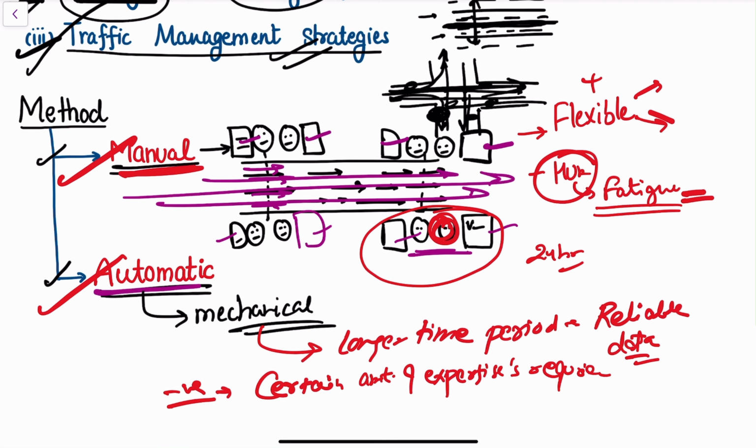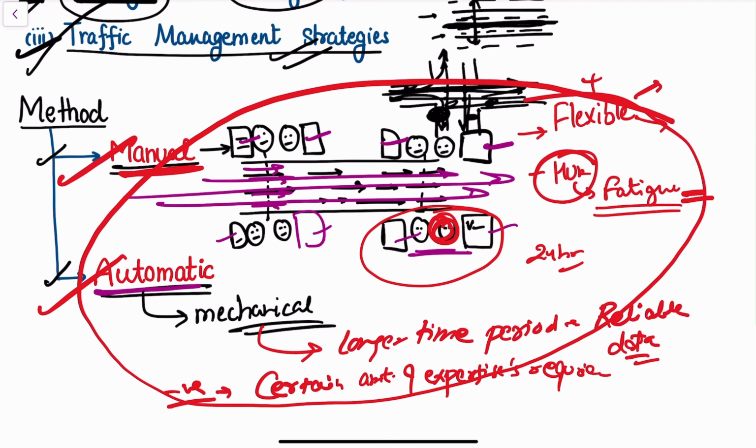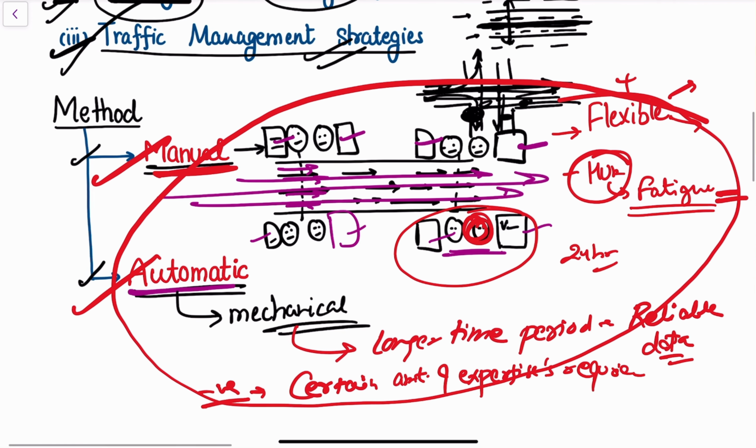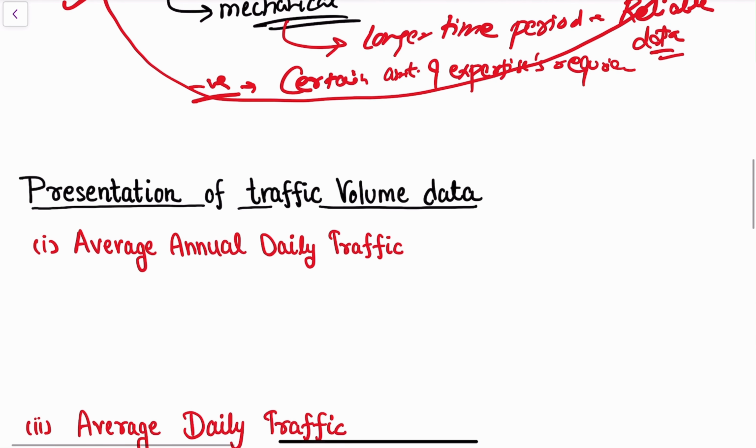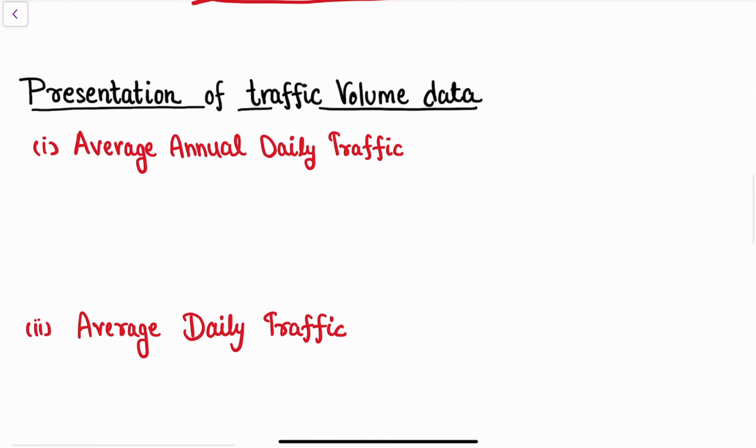Now, the data that are recorded in the traffic volume study are represented in a certain way so that it can be useful, right? Now, the methods by which the traffic volume study data are represented, the first and foremost is the annual average daily traffic, or the average annual daily traffic, conventionally known as AADT, right?